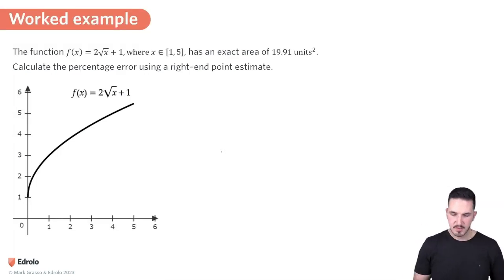The function f of x equals 2 root x plus 1, where x is an element of 1 to 5, has an exact area of 19.91 units squared. Calculate the percentage error using a right endpoint estimate.